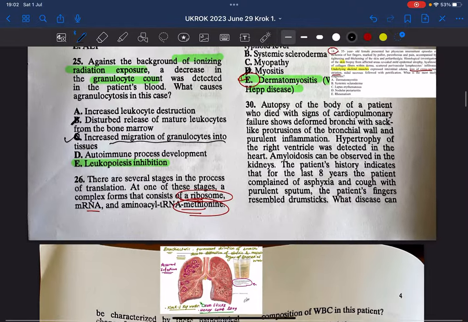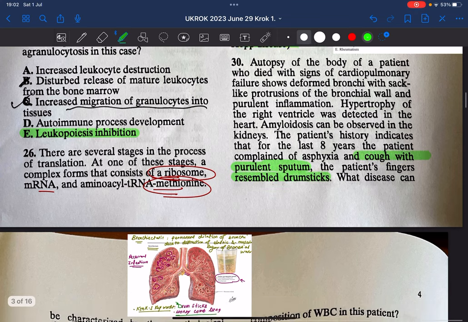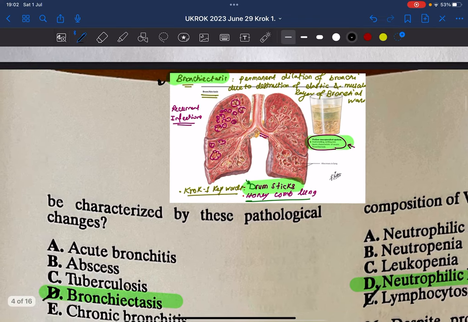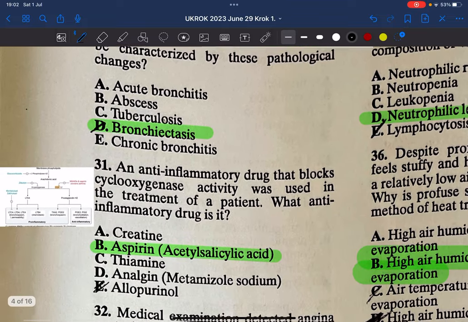Next, we have an autopsy of the body of a patient who died of signs of cardiopulmonary failure. We see sac protrusions, purulent inflammation, myeloidosis. We have purulent sputum, cough with purulent sputum, and drumstick fingers, or clubbing of the fingers. These things happen, drumstick fingers, because of cyanosis, in bronchiectasis, characterized by coughing with sputum, a chronic disease because of dilatation of the bronchi, and this is its description.